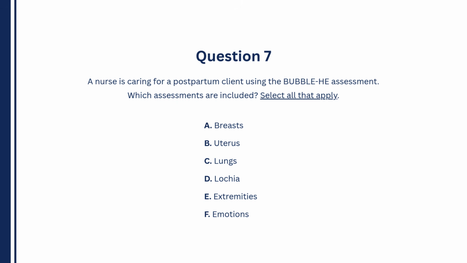Question 7. A nurse is caring for a postpartum client using the BUBBLE-HE assessment. Which assessments are included? Select all that apply. It's A, B, D, E, F. BUBBLE-HE stands for breast, uterus, bladder, bowel, lochia, episiotomy or perineum, Homans sign or extremities, and emotions. Lungs are not part of the mnemonic.